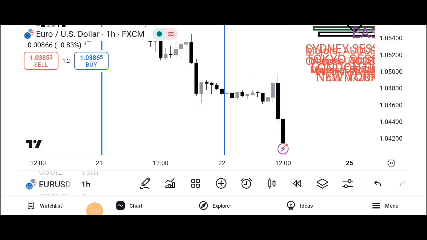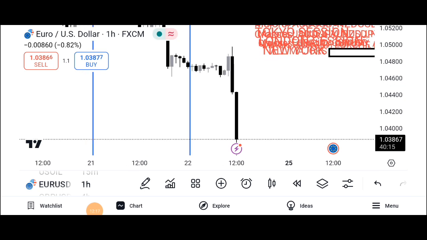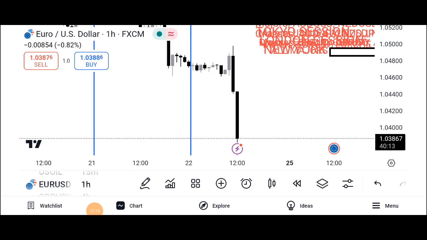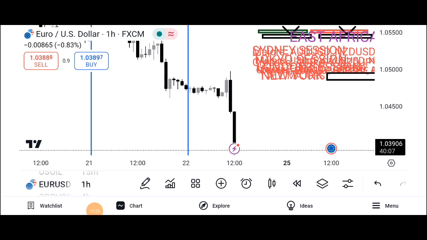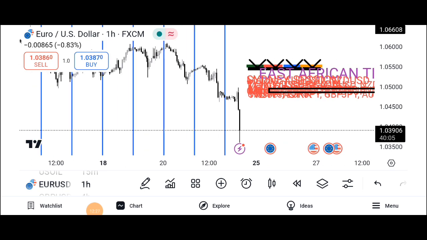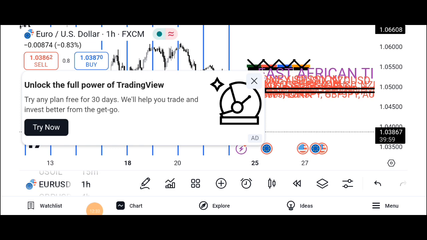So once this session is about to end, when the New York also starts, it is going to bring in this line and close this session and bring another session into play. So this is how you can actually use it and interpret it easily and know when to trade and when not to trade.